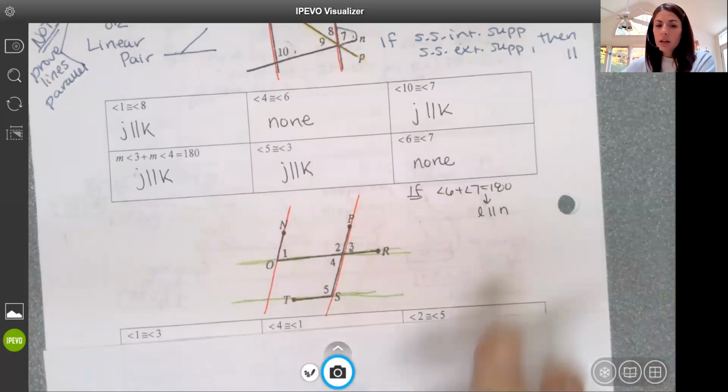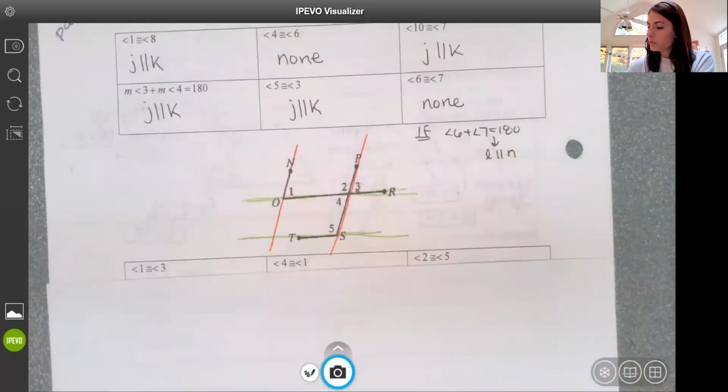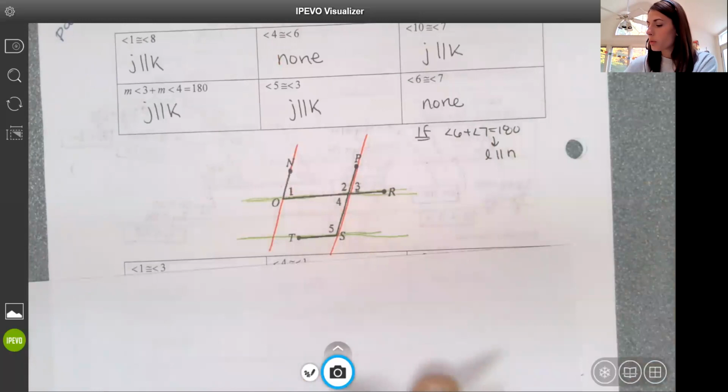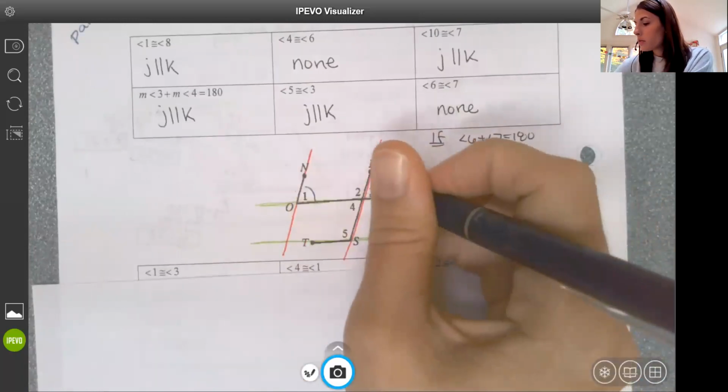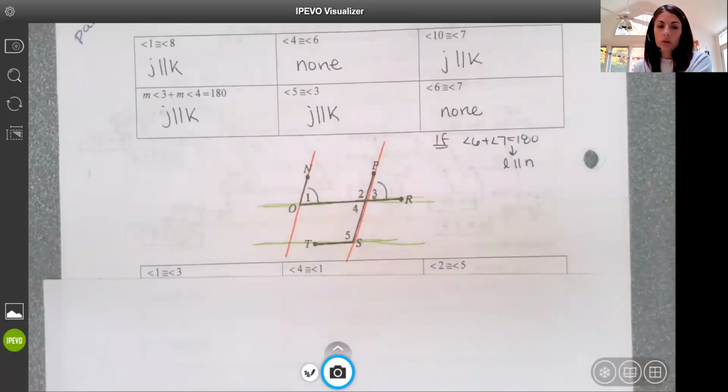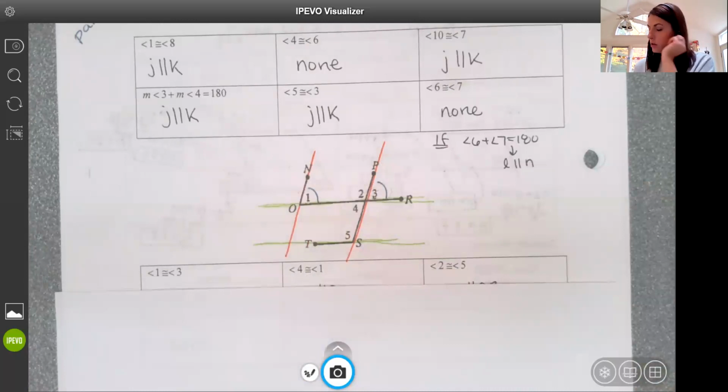So same idea, 1 and 3. What type of angle relationship are 1 and 3? There's 1 and 3. What type of angle relationship would 1 and 3 be? What do I have there?